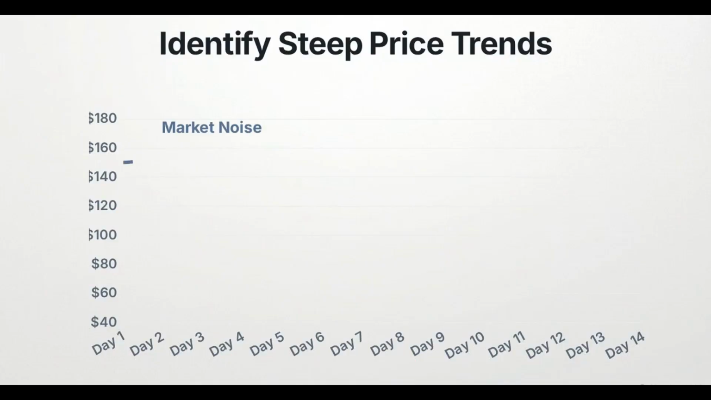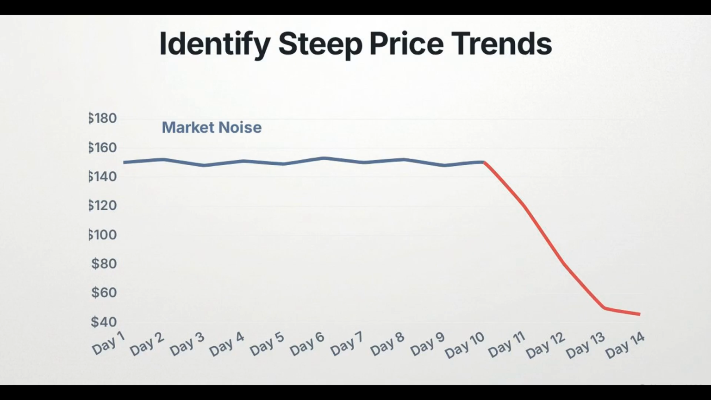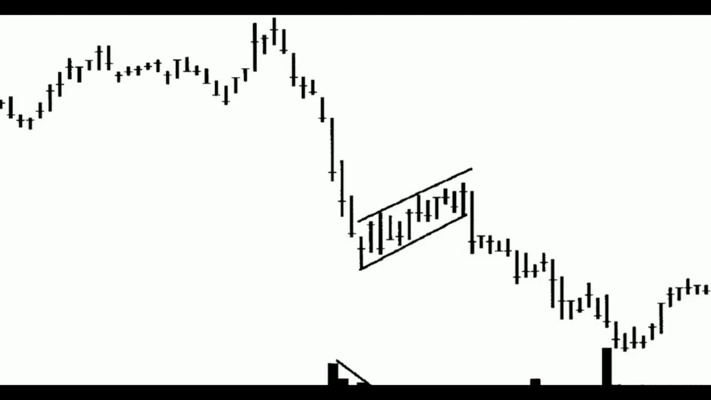Step 1 is identifying the correct environment. A valid flag requires a steep, rapid price trend immediately before the pattern forms. If the stock has been meandering or moving slowly, ignore it and look elsewhere. This chart shows exactly what we are looking for. Notice the steep drop, followed by a small upward drifting channel bounded by two parallel trend lines.